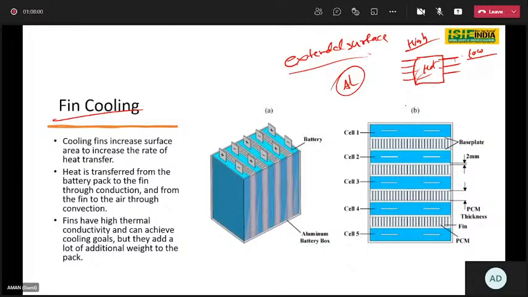Let's discuss this particular theory. What it says is that cooling fins increase surface area to increase the rate of heat transfer. Suppose this body is there. In this body the surface area is minimum, so it will not give you efficient cooling. But if you increase this extended surface, the area will increase. As the area increases, the heat transfer rate will also increase.